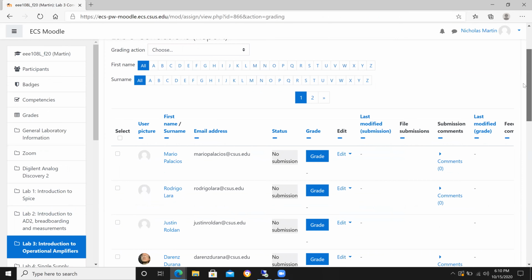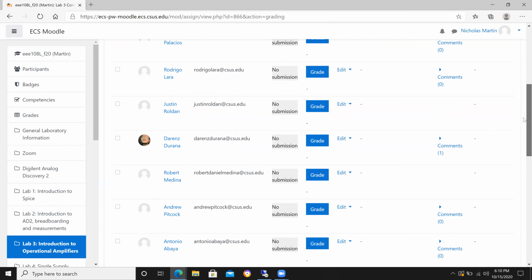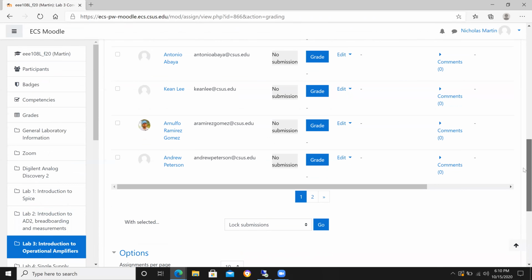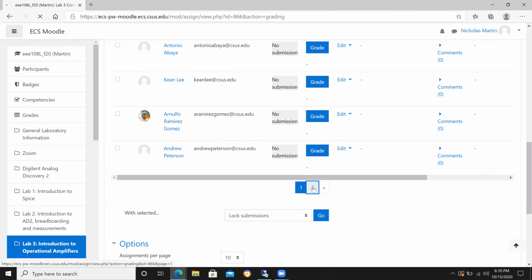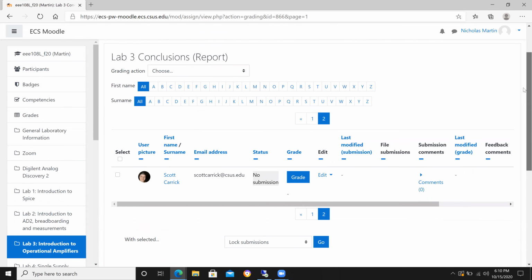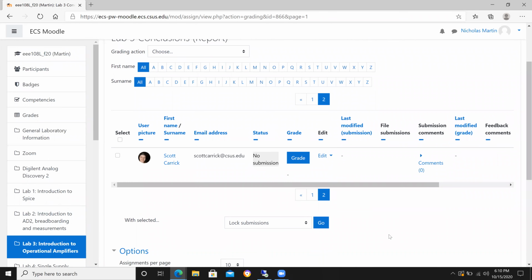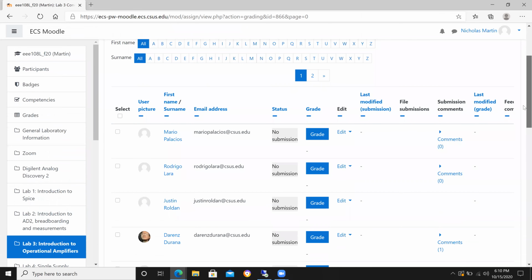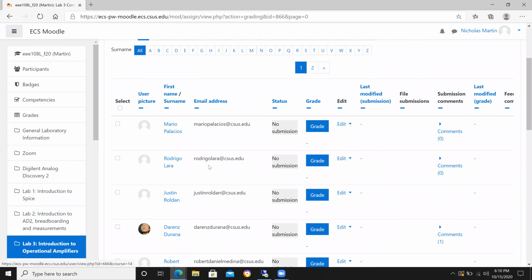So I can come in here right now and I can tell you that I got 1, 2, 3, 4, 5, 6, 7, 8, 9, 10, 11. So there's 11 students listed here. I think we're missing one. It all says no submission though, so nobody's actually submitted. Laura. Okay, let me go back, see if you're listed here. Yeah, you're listed right here. Huh. Wonder why it's not populating.